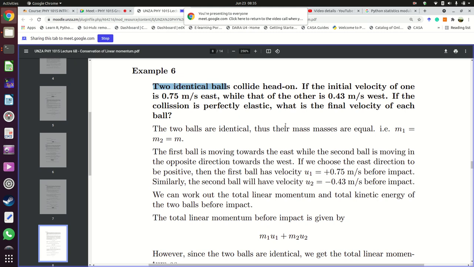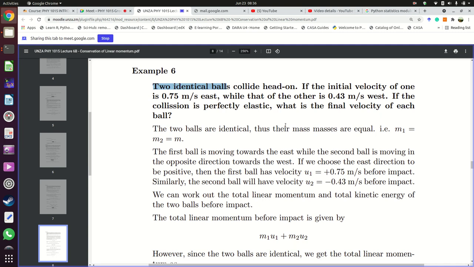If the initial velocity of one is 0.75 meters per second east, while that of the other is 0.43 meters per second west, if the collision is perfectly elastic, what is the final velocity of each ball?